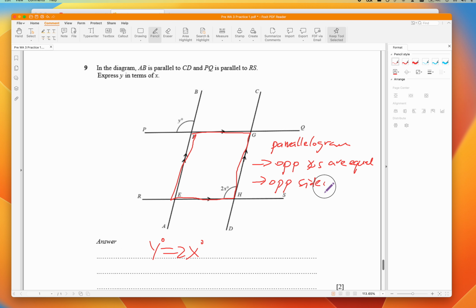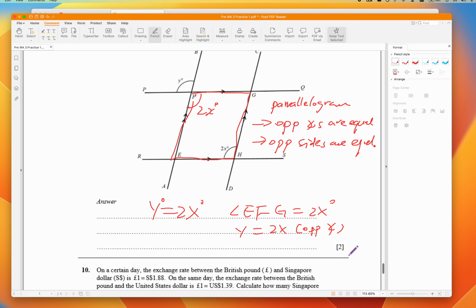So if the parallelogram is 2x, then this is all 2x. Then it's opposite angle. So in a way, you write like this, angle EFG is equal to 2x. And therefore y is equal to 2x. Okay? So this is opposite angle. That's so simple.